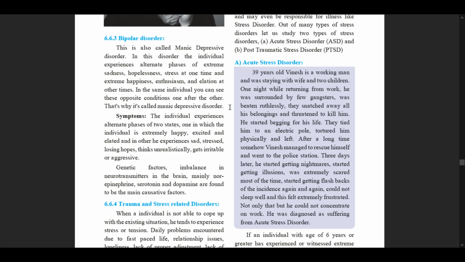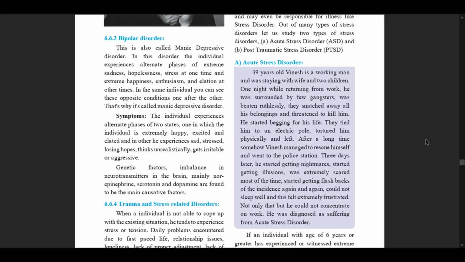We have been given an example here of an individual by the name of Vinesh. 39 years old Vinesh is a working man and was staying with his wife and two children. One night, while returning from work, he was surrounded by a few gangsters. He was beaten ruthlessly. They snatched away all his belongings and threatened to kill him. He started begging for his life. They tied him to an electric pole, tortured him physically, and left. After a long time, somehow Vinesh managed to rescue himself and went to the police station.